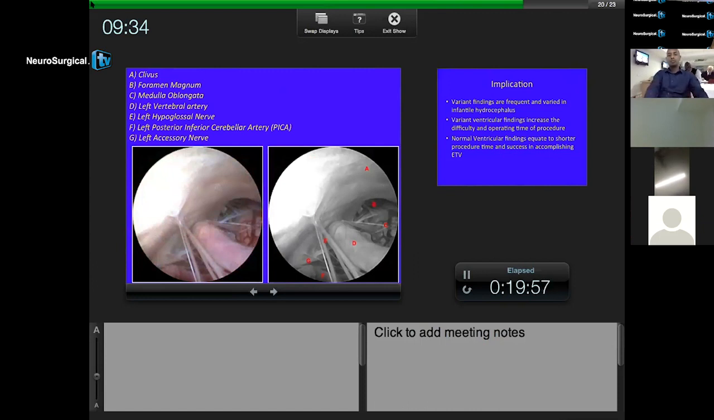So these are structures that you can actually reach. Doing an ETV, you don't need to go there. Once you've done your opening and you've got a good CSF egress, you don't need to go into that area. This is just to indicate that if you're going down, you can go down safely just behind the clivus towards the foramen magnum, and those are the structures that one will see.